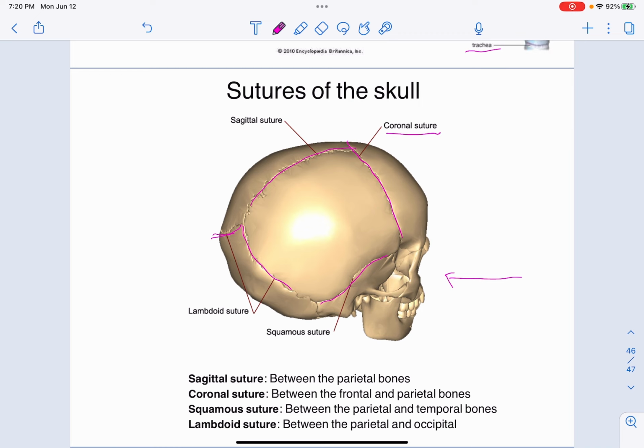I think that wraps up this lecture. Next lecture, we'll talk about the muscles of facial expression.